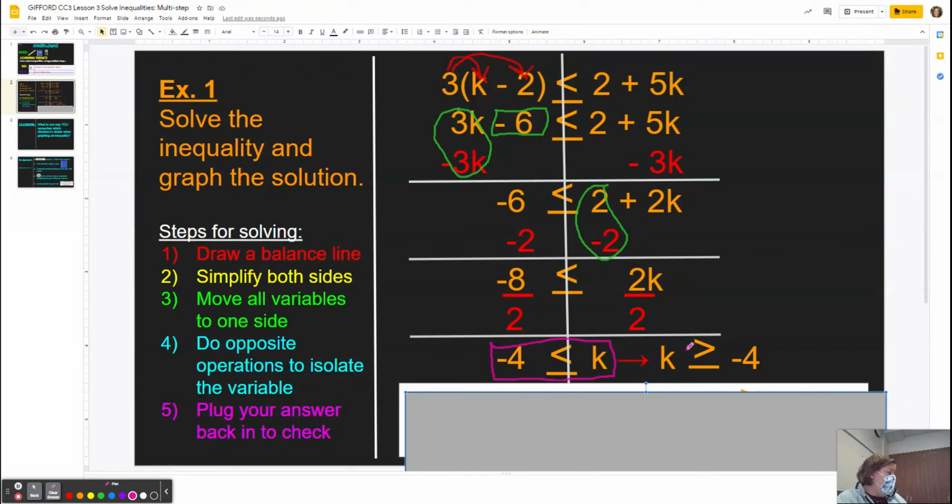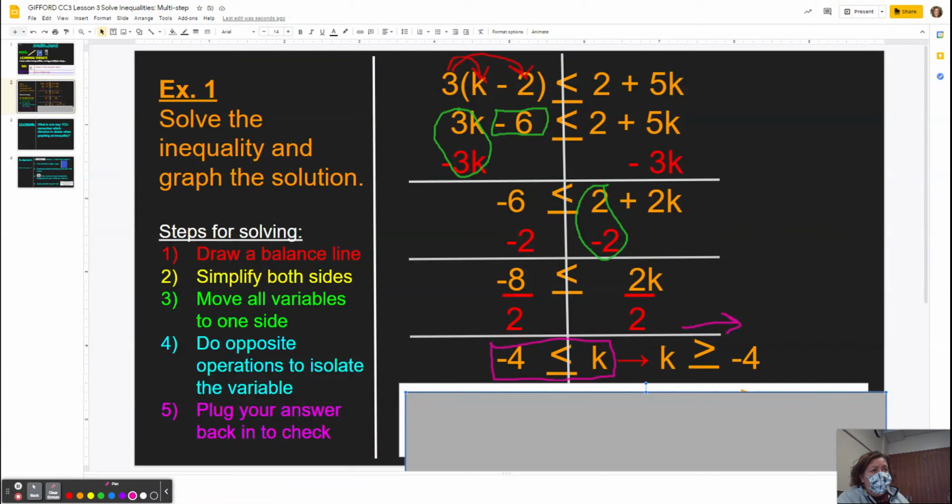And if you recall, I told you one way you can remember which way to shade on the number line is that if the variable is on the left-hand side, when you go to graph it, you're going to end up graphing it to the right. That's why I highly suggest that you put that variable on the left-hand side when you're finished.